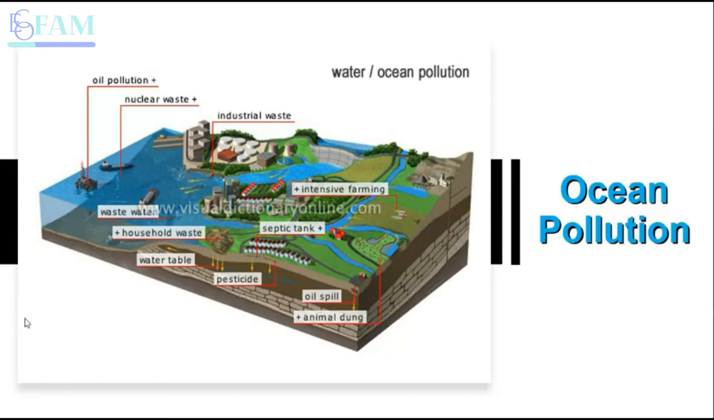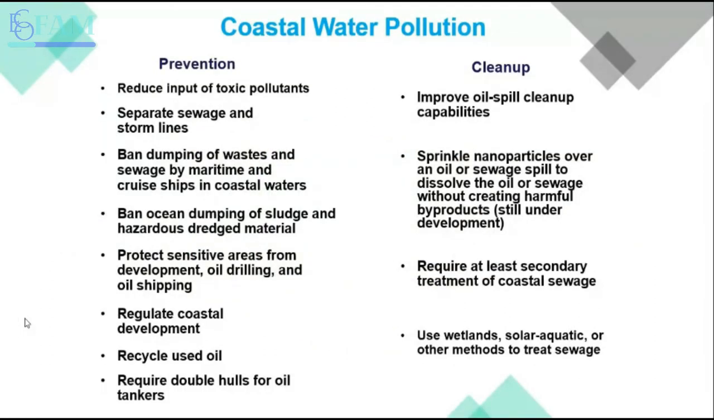ocean ecosystem. Besides that, whatever pollutants come from the surface water also find their entry into the oceans. Like we are using fertilizers, pesticides and sewage water, and all of that finds its way into the ocean. So these are the sources of ocean pollution. So how can we prevent ocean pollution, and how can we clean up? First is prevention. We should reduce the input of toxic pollutants. Whatever activity we do, we should use more environment-friendly things rather than chemical or toxic pollutants. Separate sewage and storm lines. Storm water management and sewage water management are two different things.